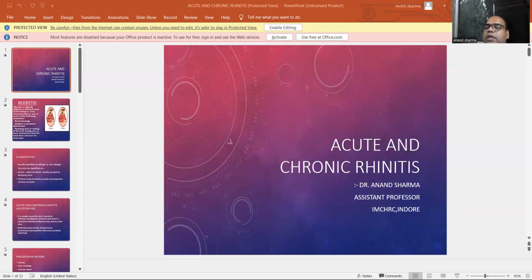Now the treatment is to discontinue the nasal decongestant. Always take the history of use of decongestant in a patient complaining of nasal obstruction, and if he is using nasal decongestant, stop it. Then topical steroid and saline spray is started, and it is continued.